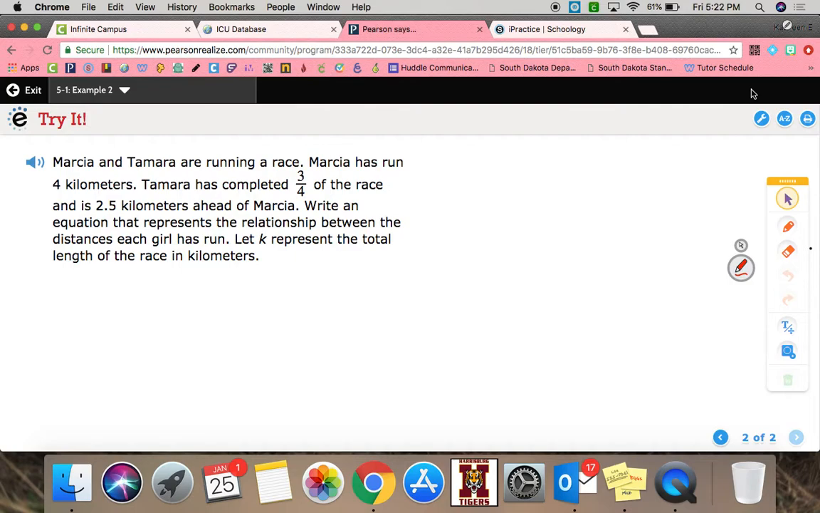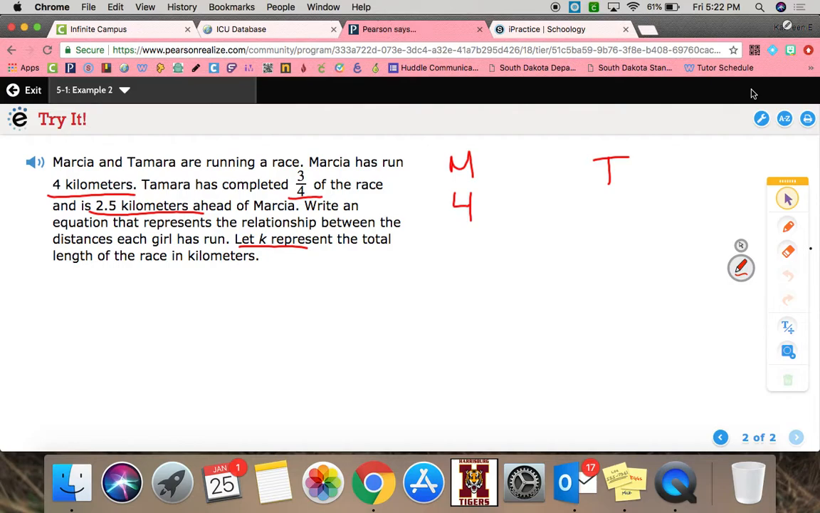So we have Marcia and we have Tamara. Marcia has run 4 kilometers. Remember, those numbers in the problems are going to be important, as well as the letter by itself. Marcia has run 4 kilometers. We don't know how much of the race that is. We just know she's gone 4 kilometers. Okay, Tamara has completed 3/4 of the race and is 2.5 kilometers ahead of Marcia.